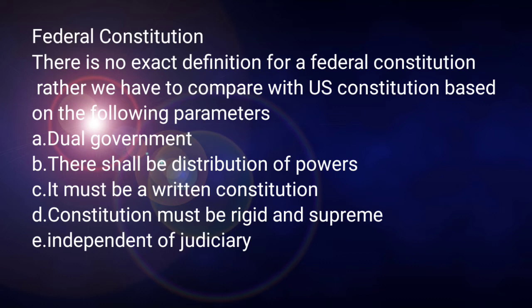That means the powers are concentrating at a center. That's why it cannot become a federal constitution. Only a written constitution can become the federal constitution. And only a written constitution can distribute the powers, because in an unwritten constitution the parliament can change these powers at any time. So there is no distribution of powers in an unwritten constitution. Even though there is a distribution of powers, it can be scrapped at any time by the parliament, but in a written constitution that is not possible.